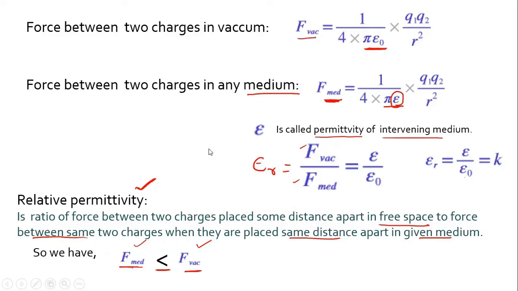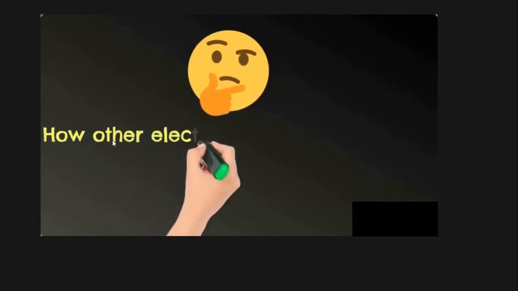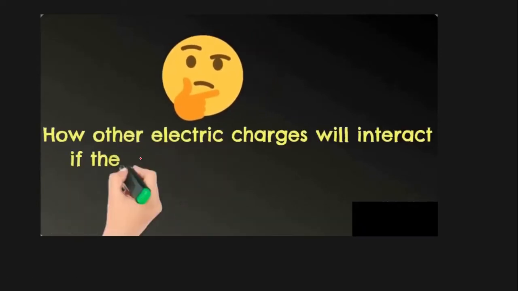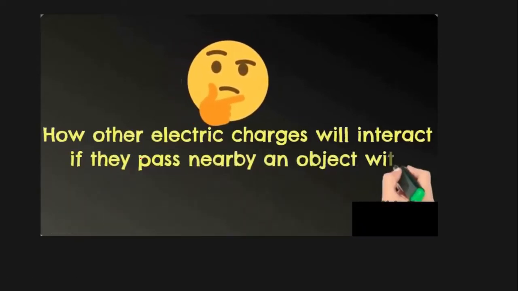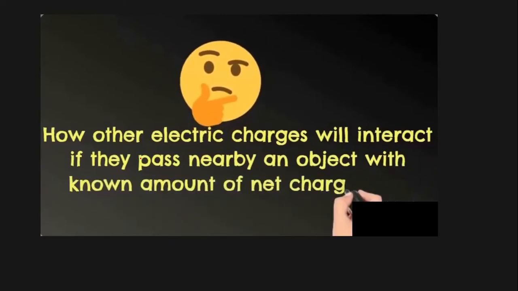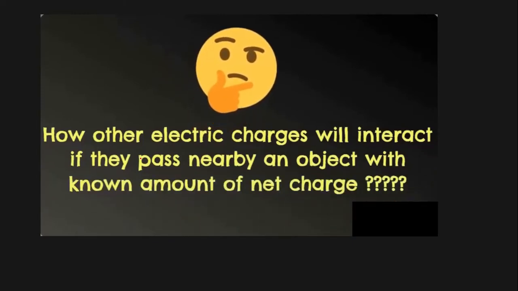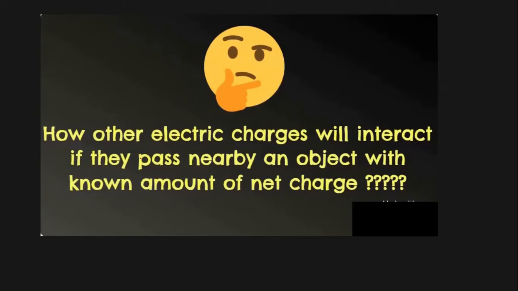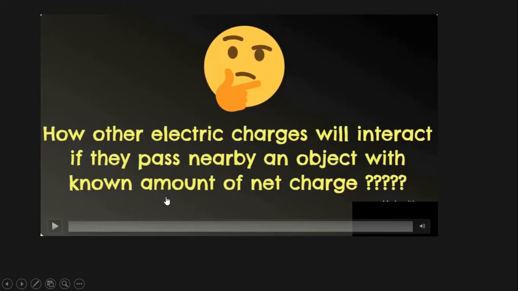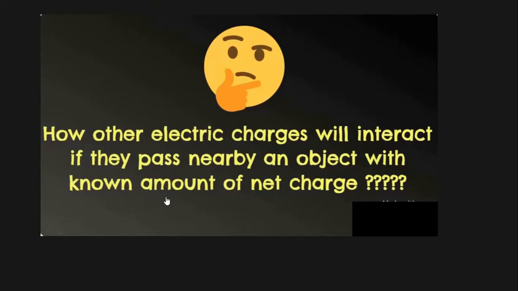Have you ever wondered how other electric charges will interact if they pass nearby an object with a known amount of net charge? That means if a huge amount of charge is present on a body in space, what will be its effect on other smaller bodies placed near to it? In order to understand this clearly, you must know the concept of the electric field.